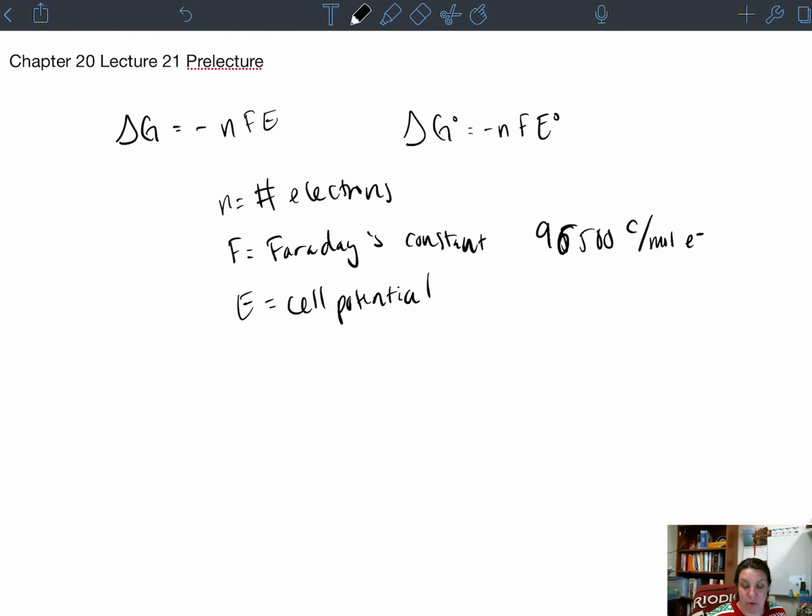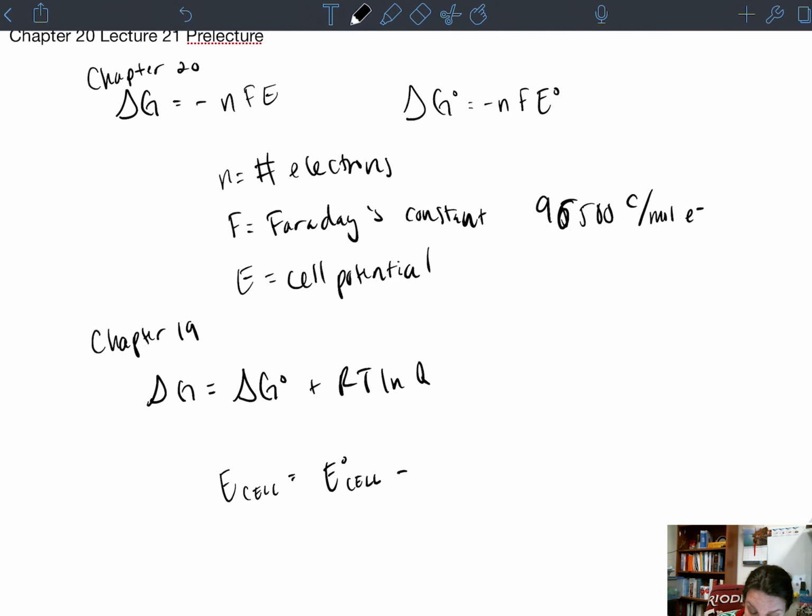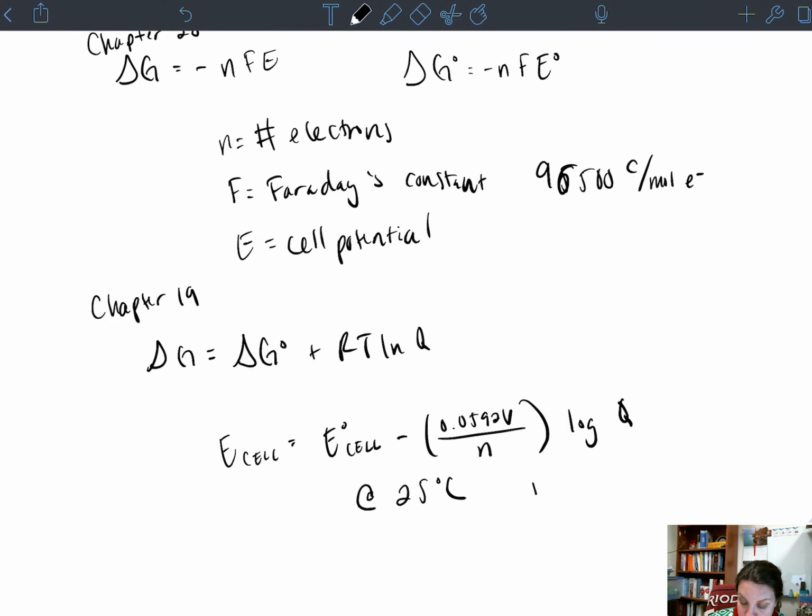Okay, and then we can bring in, so this is a new Chapter 20 equation, and an old Chapter 19 equation: delta G is equal to delta G naught plus RT ln Q. Using these two equations and combining them, we get what's called the Nernst equation, which is E cell is equal to E naught cell minus 0.0592 volts divided by n, log of Q, if we are at 25 degrees Celsius, so 298 Kelvin.